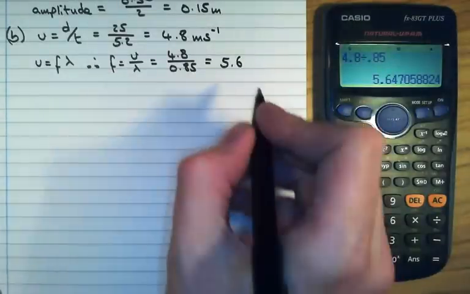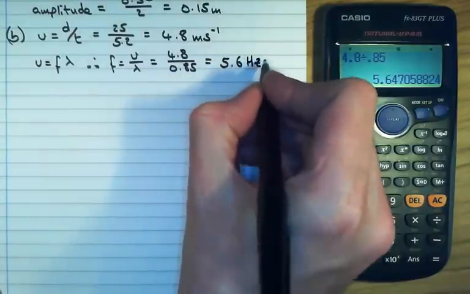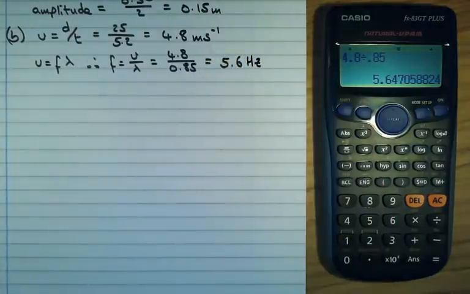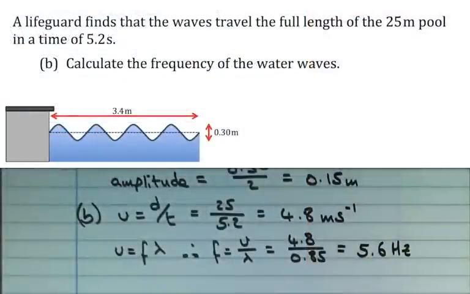So we're talking about frequency, so this is measured in hertz. And there we go. That's the first of the questions. Now, as I said, I'll be drawing a few diagrams today, and the next question involves me drawing a diagram. So if I can just show you this one.